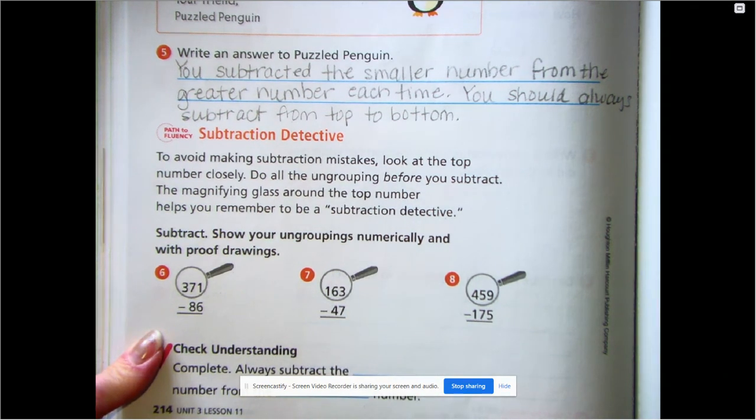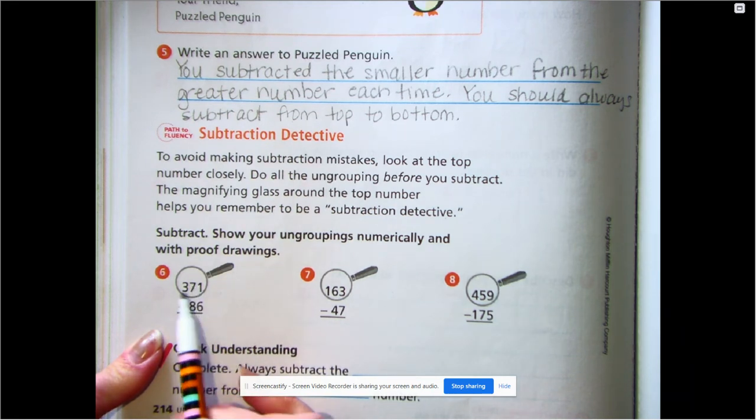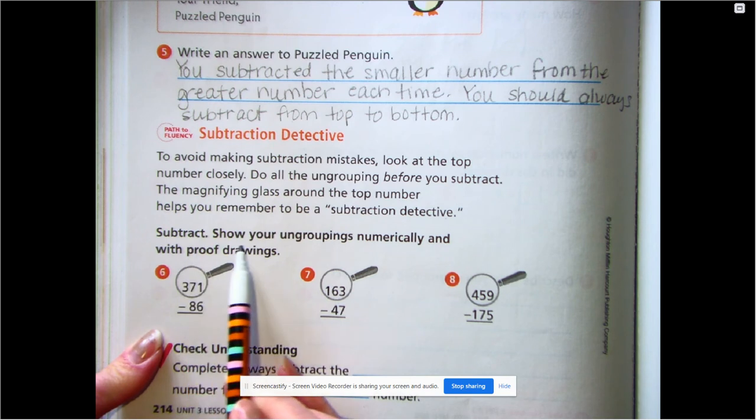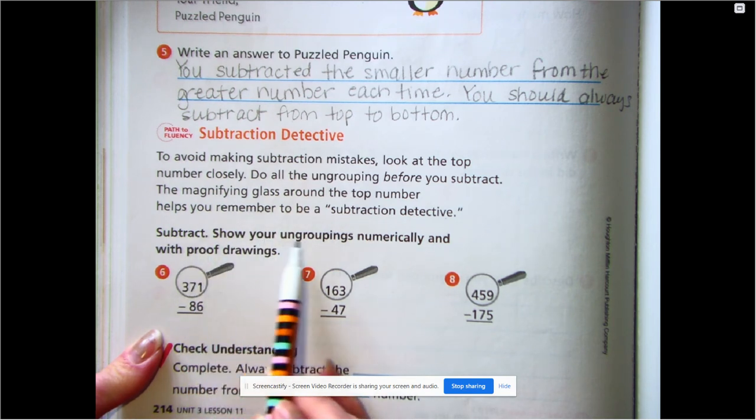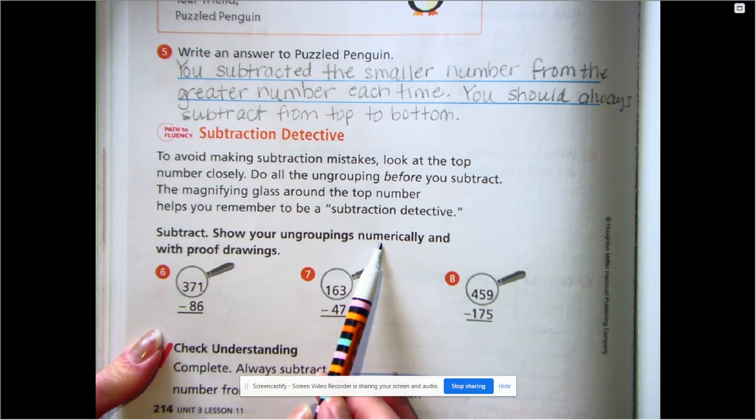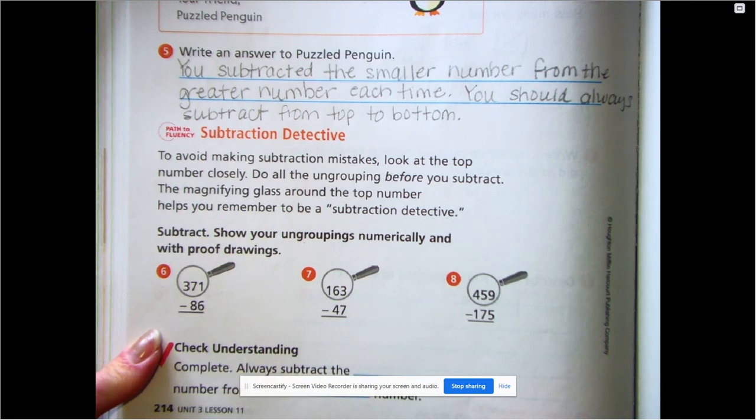I never do that. Okay, if you want to do that, that's fine. But I like to do one place value at a time. Here's what it says: subtract, show your ungroupings numerically, so with numbers, and with proof drawings.